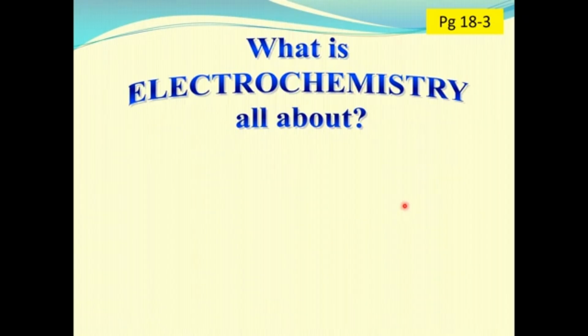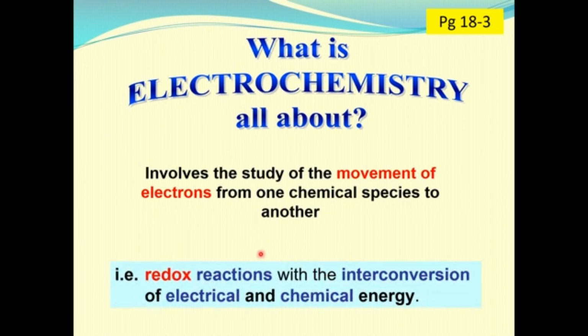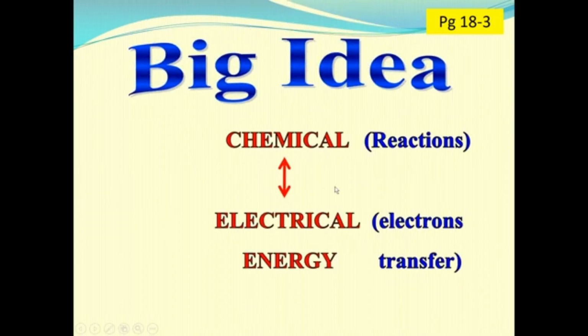So what is electrochemistry all about? Certainly, it involves the study of movement of electrons from one chemical species to another. This is a redox reaction. At the same time, we are very interested in the interconversion of electrical and chemical energy. So we are either producing electricity or using electricity to do a chemical reaction. So the big idea is this interconversion.